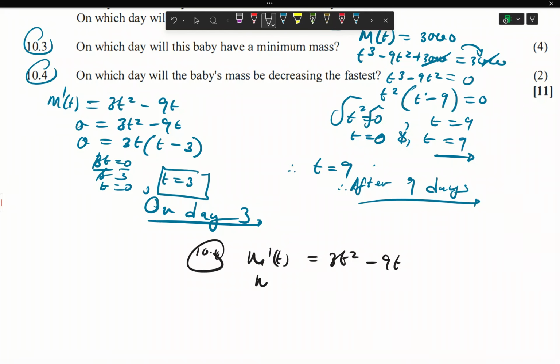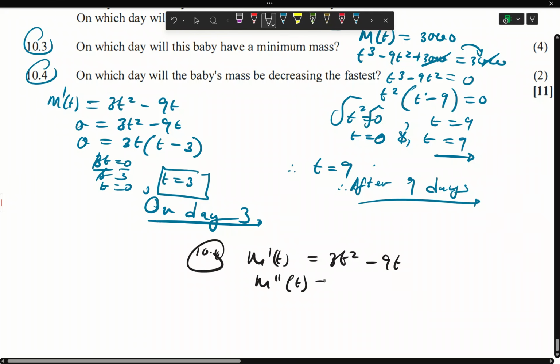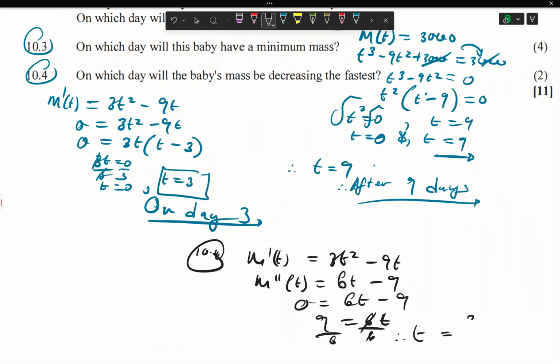So now we can take the second derivative. This is going to give us 6t minus 9, and then equate this to 0. So 6t minus 9 equals 0, take this to that, divide both sides by 6. So therefore t is 9 divided by 6, that's 3 over 2, which is approximately 1.5. This 1.5, guys, this is the point of inflection.